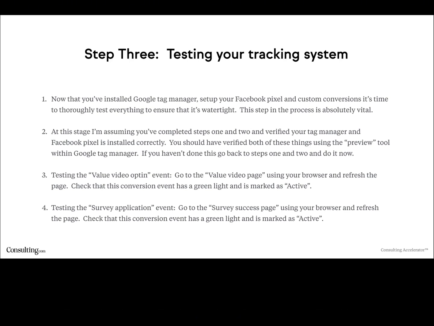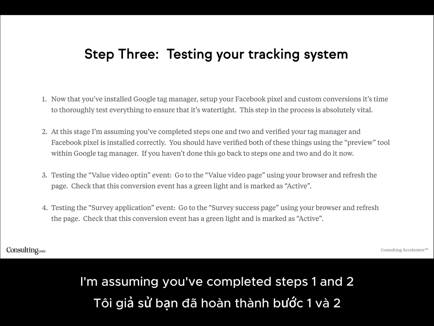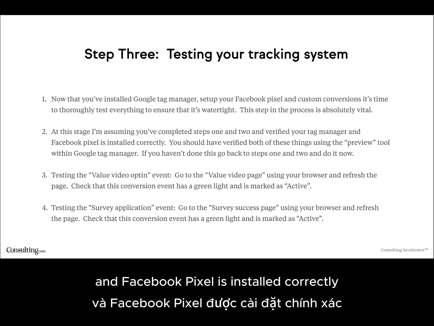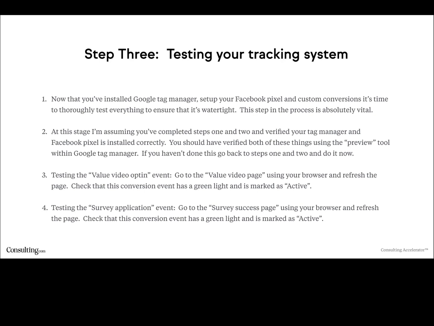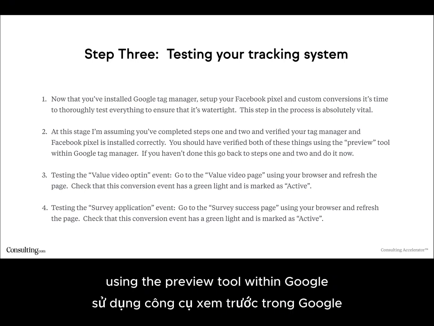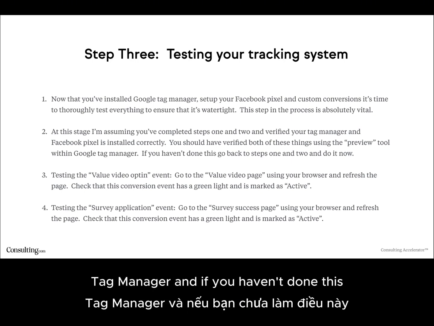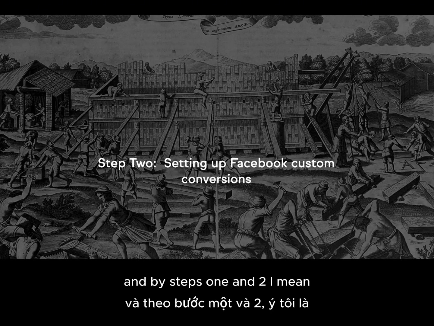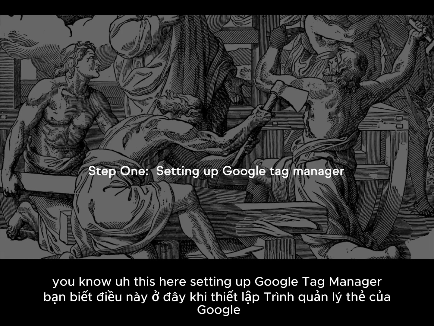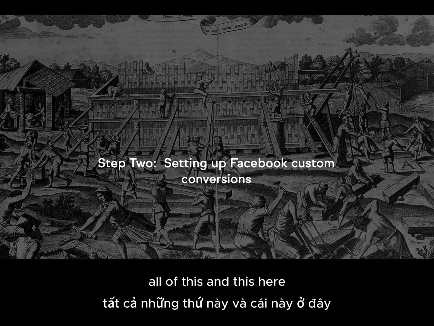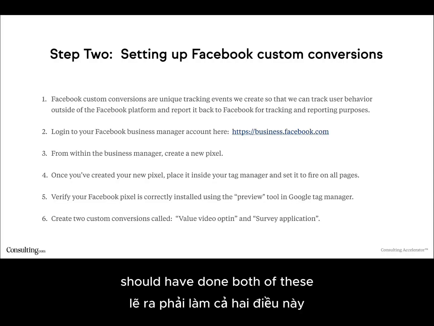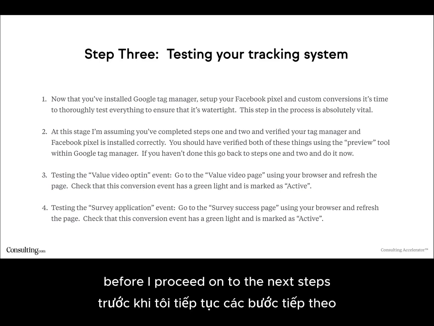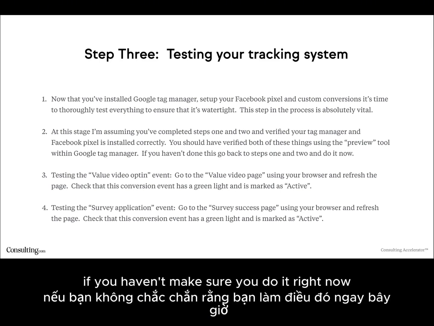So step 2. At this stage, I'm assuming you've completed steps 1 and 2 and verified that your Google Tag Manager and Facebook Pixel are installed correctly. And you should have verified both of these things using the preview tool within Google Tag Manager. And if you haven't done this, go back to steps 1 and 2 and do it now. And by steps 1 and 2, I mean this here, setting up Google Tag Manager, all of this, and this here, setting up Facebook custom conversions. You should have done both of these start to finish and checked it. Now, I'm assuming you've done that before I proceed on to the next steps. If you haven't, make sure you do it right now.